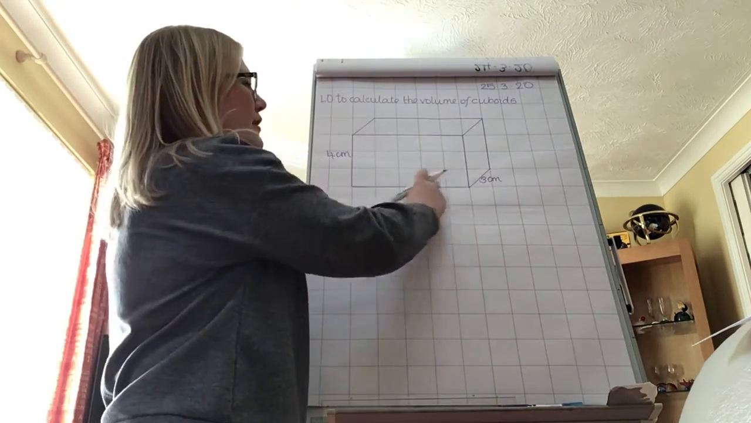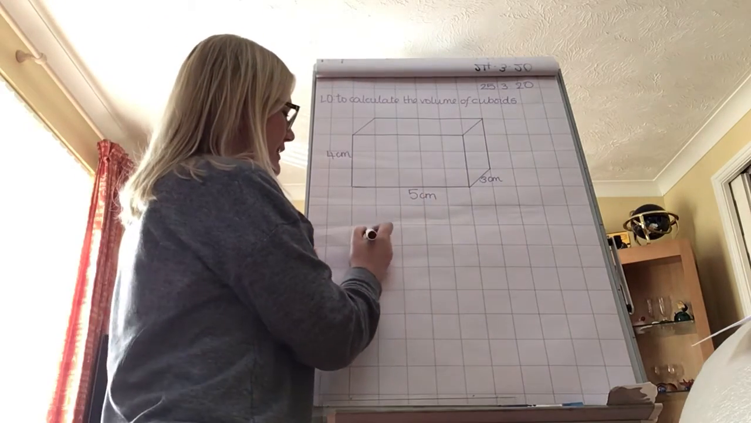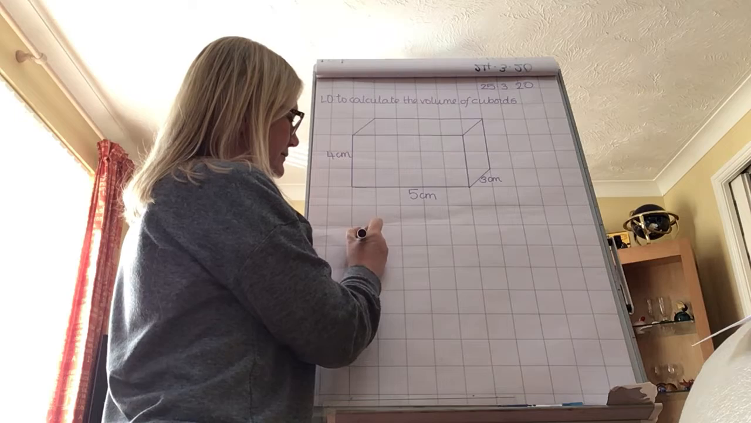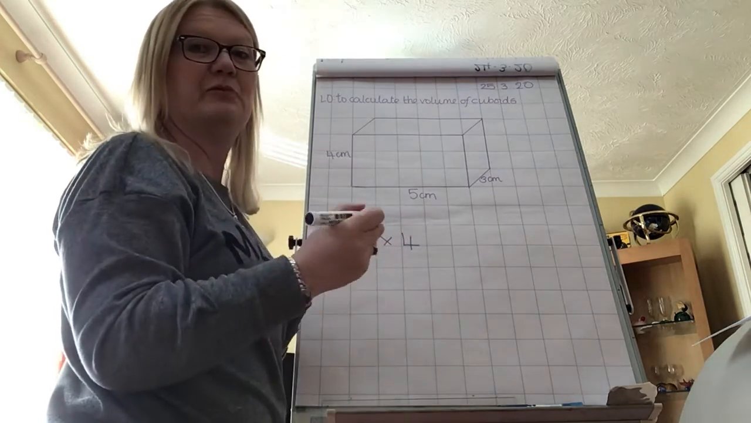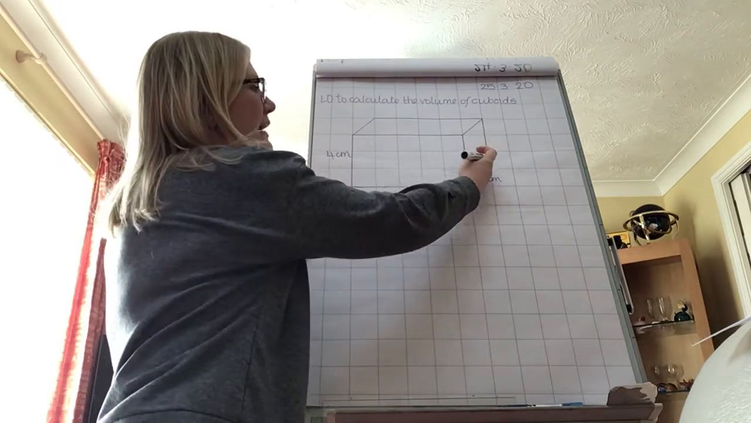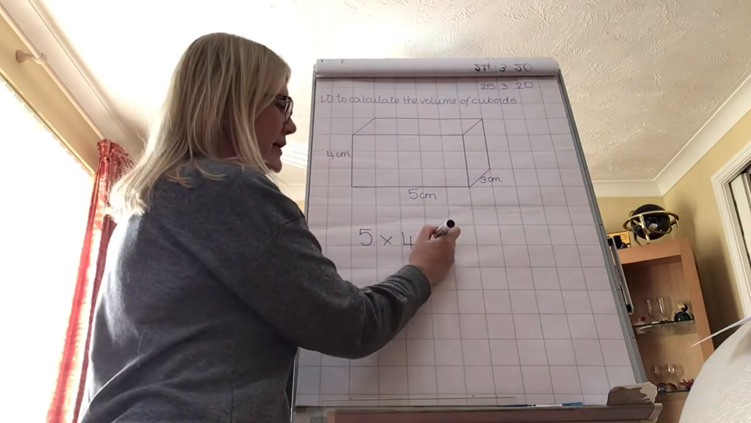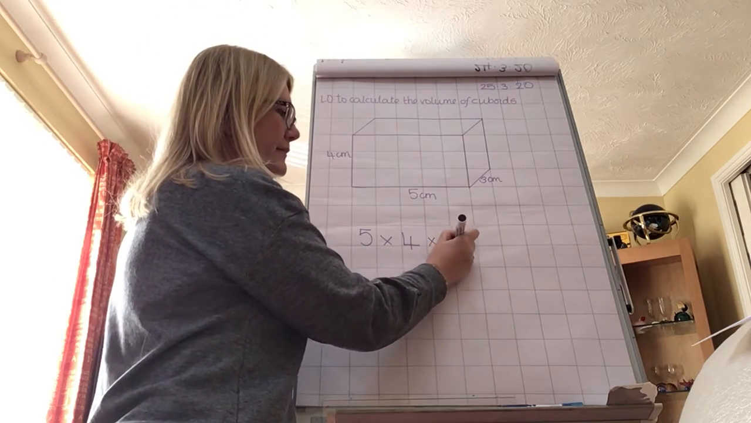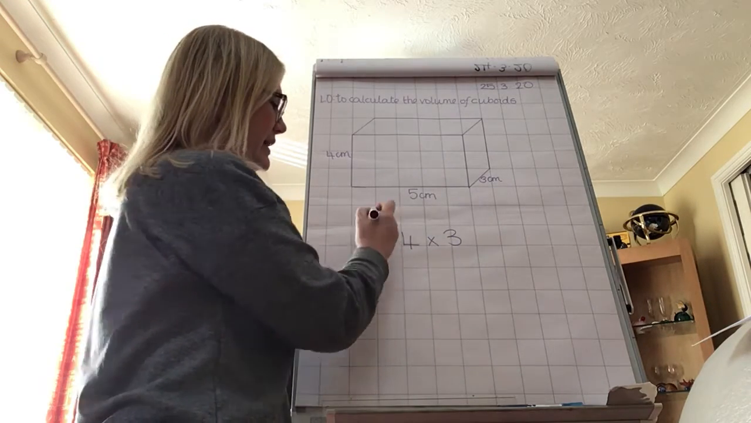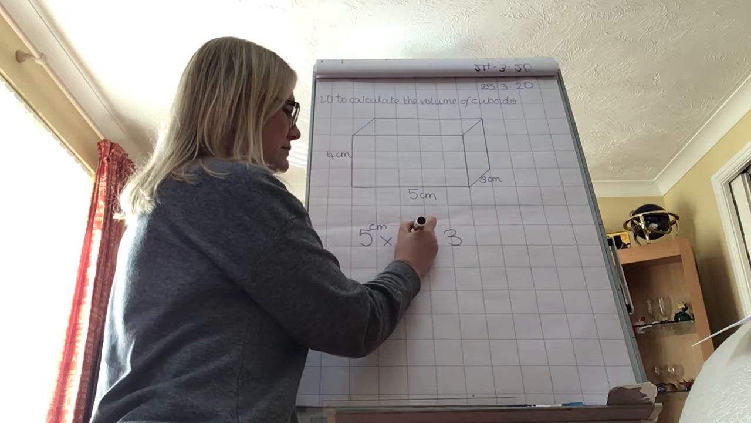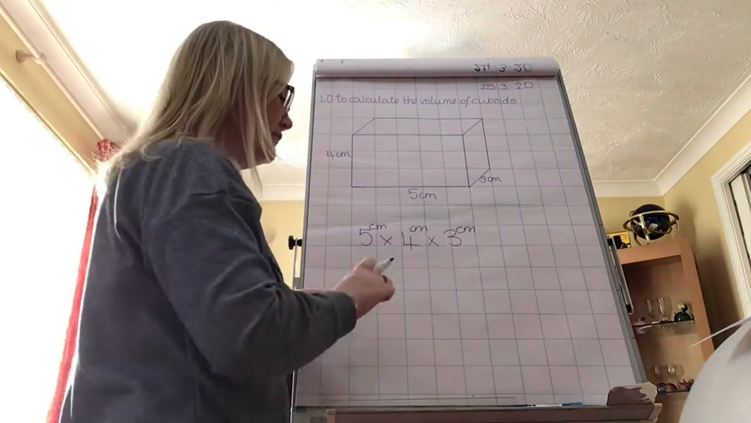So to make the front layer, if you think of it as layers or slices, I need to have 5 lots of 4, which we know are 20. And to make each of the slices, I need 3 because it's 3 centimetres deep. So I need to multiply that by 3. And these are all obviously in centimetres, okay? So I'll just write those on. You wouldn't normally write them up in the air, okay?